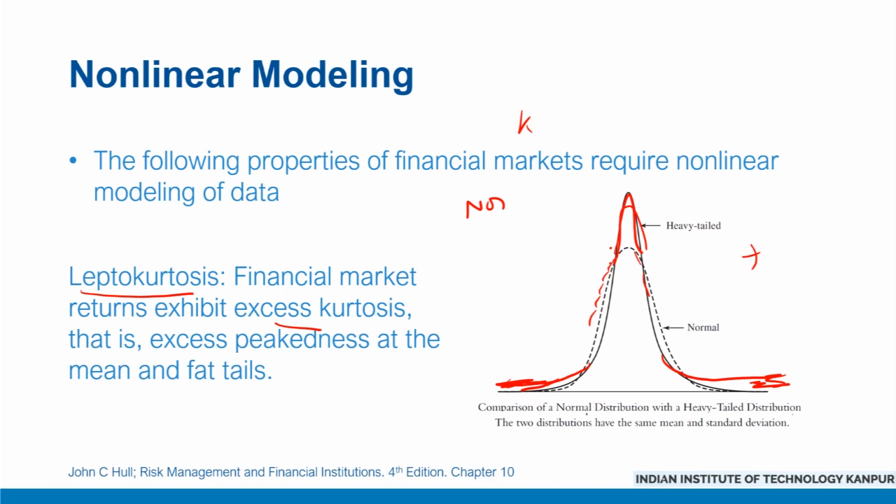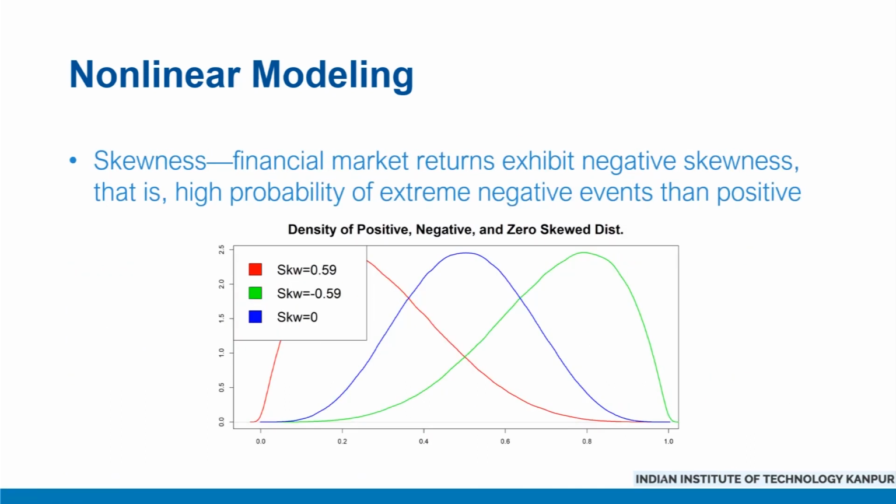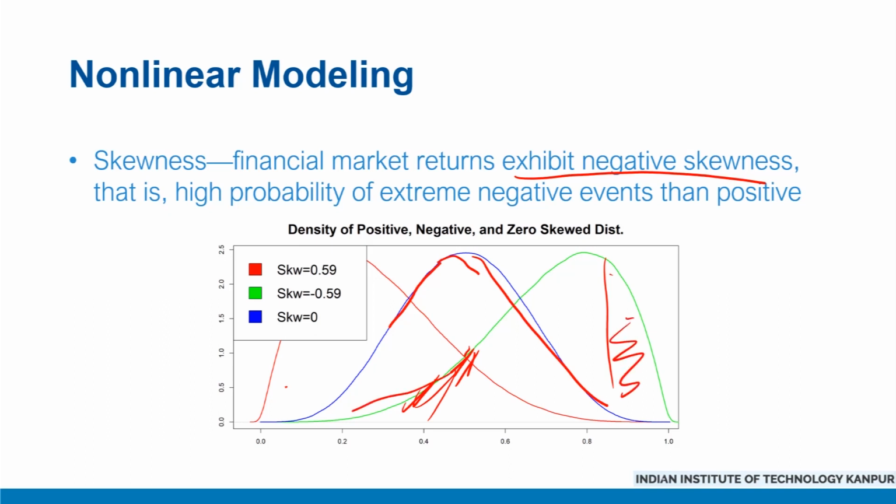So it has heavier, fat tails and excess peakedness, which makes it difficult to model through linear relationships that assume normality. The next important property studied in financial markets is the symmetry of the distribution. Unlike the predictions of the normal distribution, which is very symmetric on both sides, positive and negative, as in the blue curve, actual financial market returns exhibit negative skewness. That means there is a higher probability of negative events as compared to the positive side. So it is a skewed distribution, often negatively skewed, and there is a higher probability of negative returns being observed.